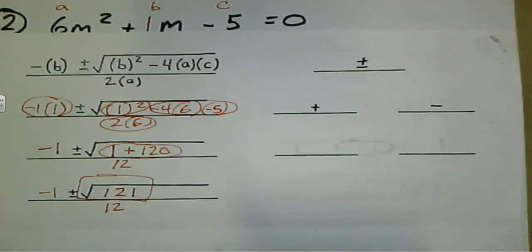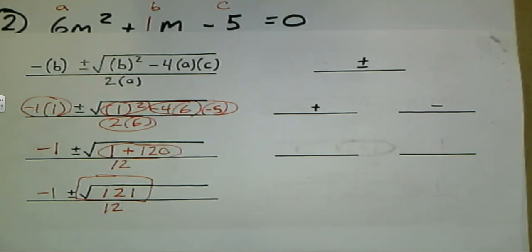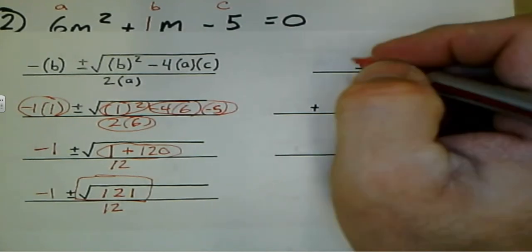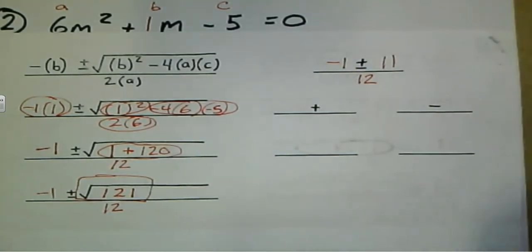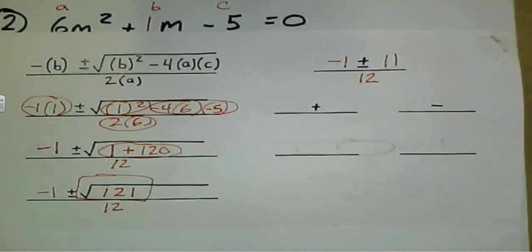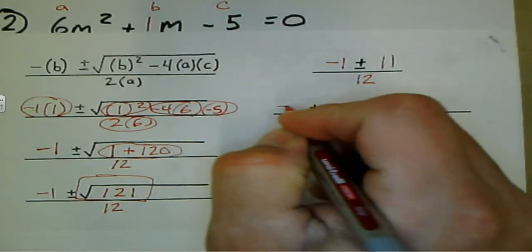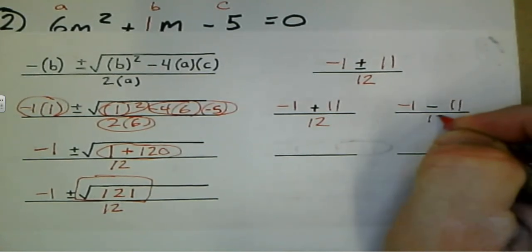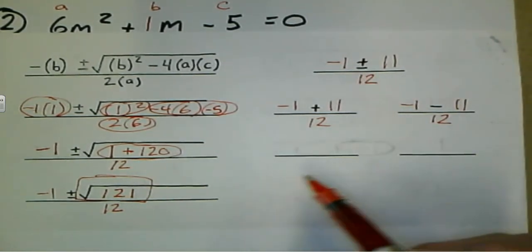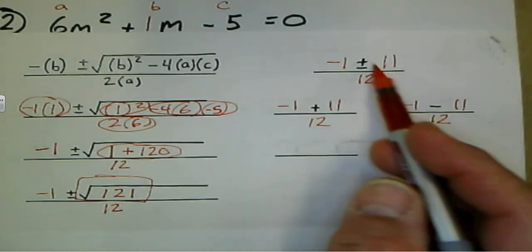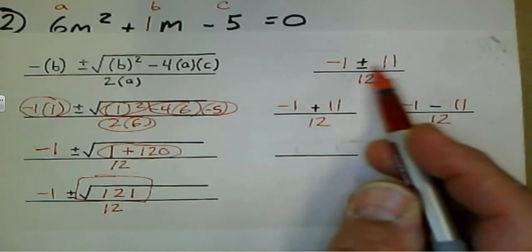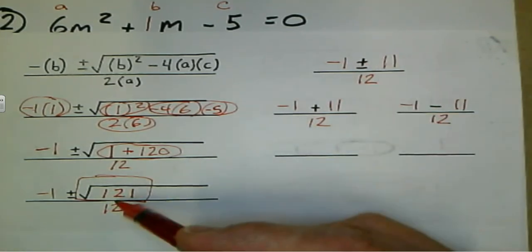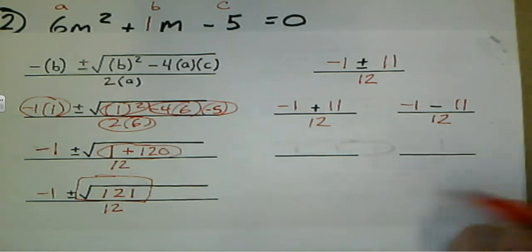Then I'm going to do the whole thing. The whole square root. So the square root of 121 is 11. Bring the -1 and the 12. So once I do that, I'm going to split it apart. Because one's being added, one's being subtracted. Because we honestly don't know if 11 is positive or negative. We don't know, because -11 squared is 121 and 11 squared is 121, so we don't know.